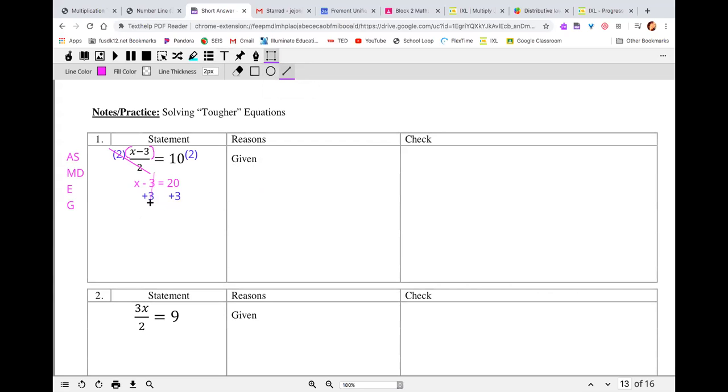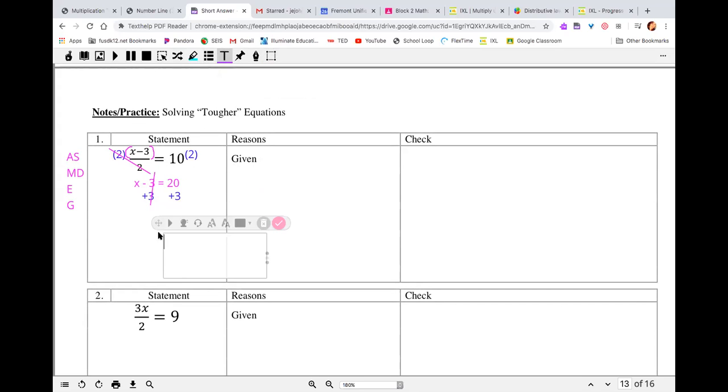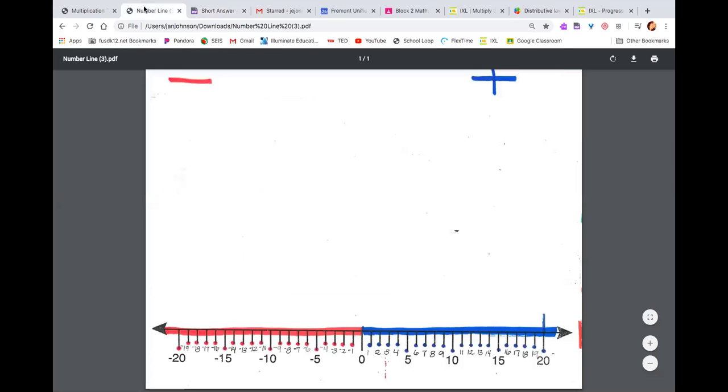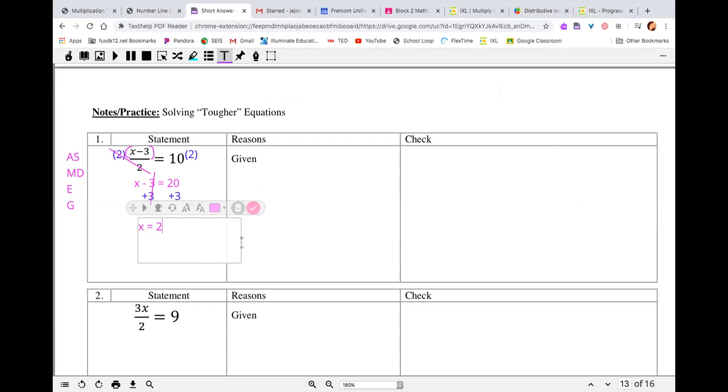So negative 3 plus 3 is 0. Those canceled out. And 20 plus 3 is 23.